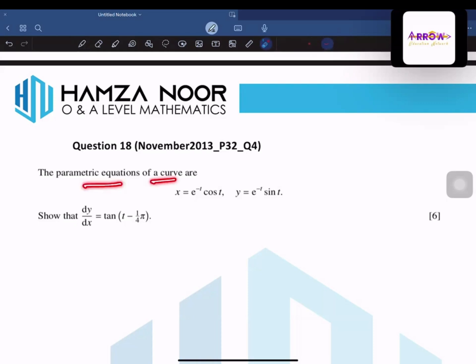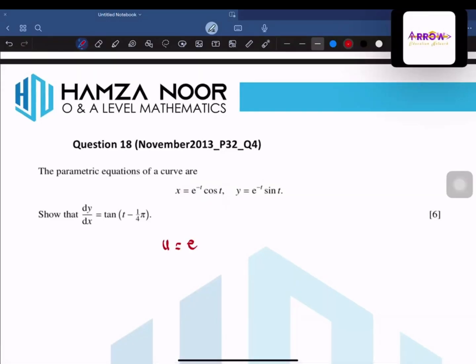The parametric equations of a curve are x is equal to e raised to the power of minus t times cos t, and y is equal to e raised to the power of minus t multiplied by sine t. We need to show that dy over dx is equal to tan of (t minus pi over 4). First things first, x as a function of t is given to us as a product of two different terms, so we are going to use the product rule of differentiation.